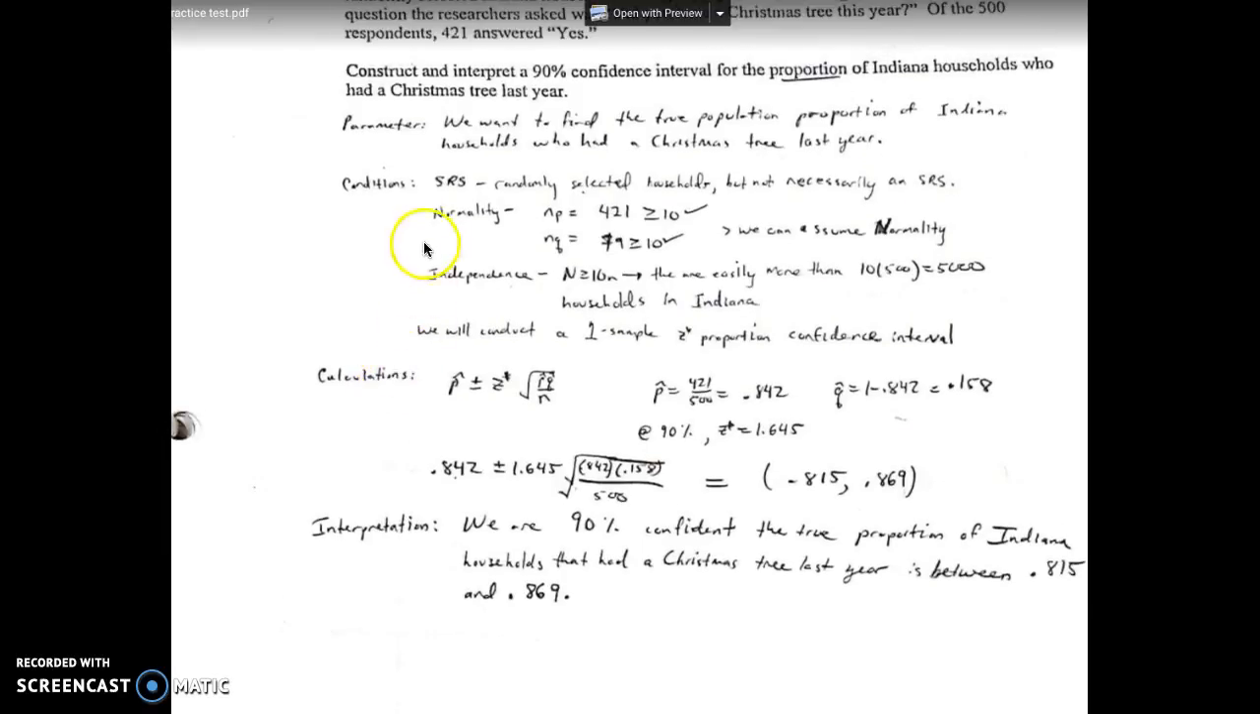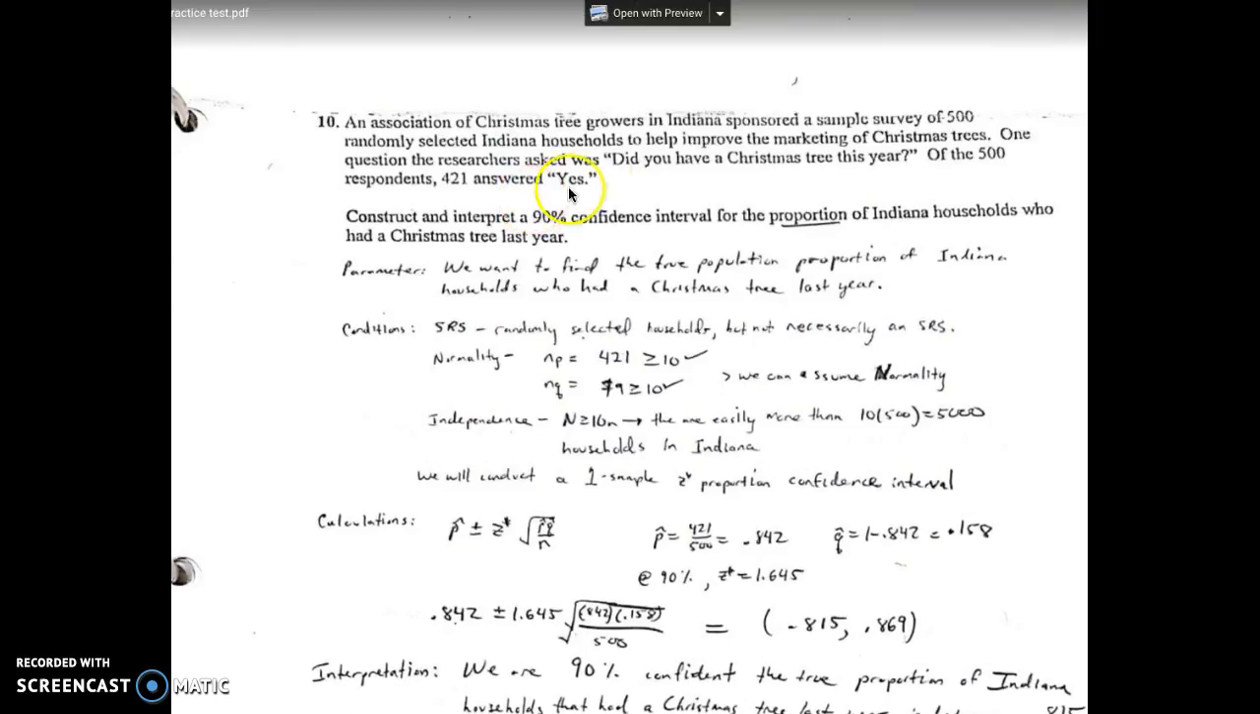Step 1, for our parameter, we want to find the true population proportion of Indiana households who had a Christmas tree last year. Our conditions, step 2: SRS, normality, independence. SRS: it says that these households were randomly selected, but it's not an SRS, so we're going to proceed with caution. The normality condition, when you're doing proportions, you have to check that np and nq are greater than 10. n is 500, p is 421 over 500, so np is just 421, and q is 79, nq is 79. Obviously both of those are over 10.